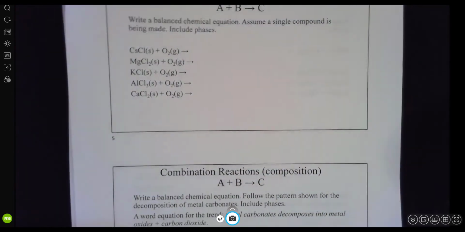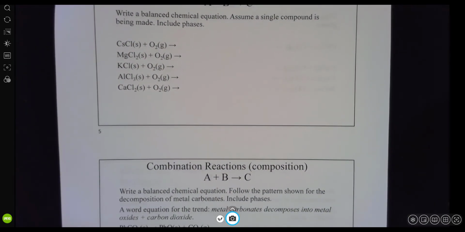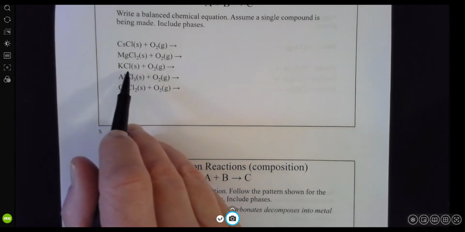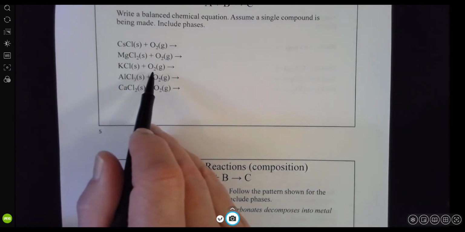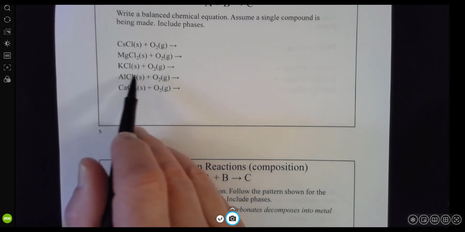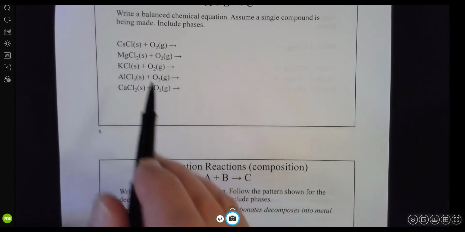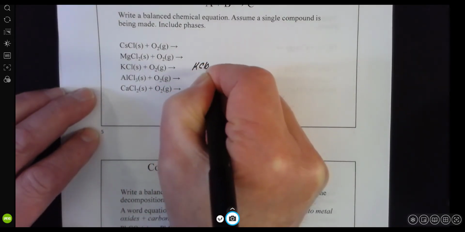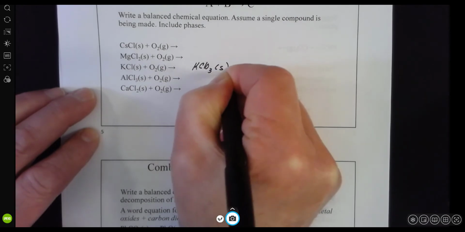What if you're given a question that looks like this? Okay, someone gives you, let's look at this middle one. They say, what can potassium chloride plus oxygen make? And you say, oh, that's just the reverse of the decomposition. So you realize this thing is going to make potassium chlorate. So you just put KClO3, that's the chlorate, that's a solid at room temperature.